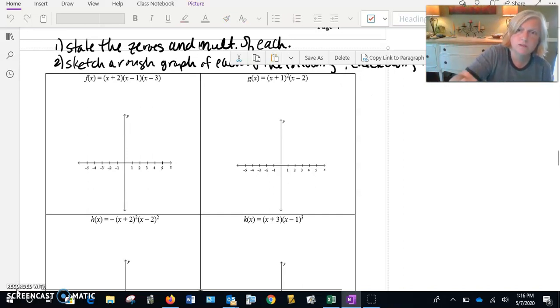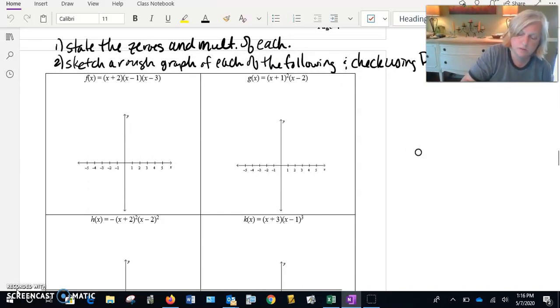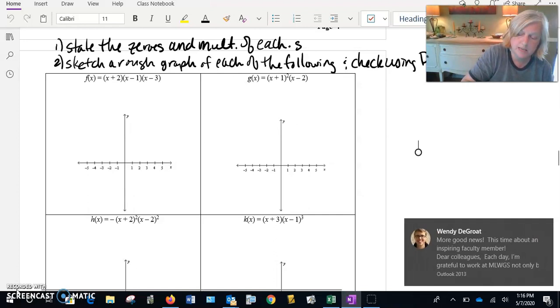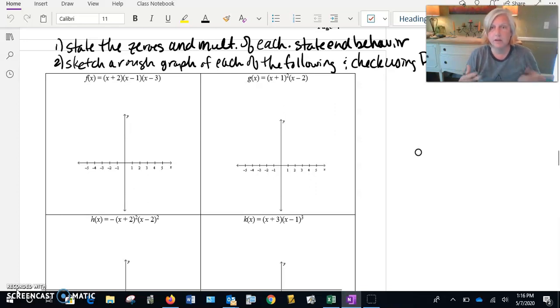Maybe I also want you to go ahead and state the end behavior, because that's also kind of important so that you know what's going on there. You might want to think about what the lead coefficient is because you don't have it, but you do not need to multiply the whole thing out. You should be able to very quickly look at something and tell me the lead coefficient.